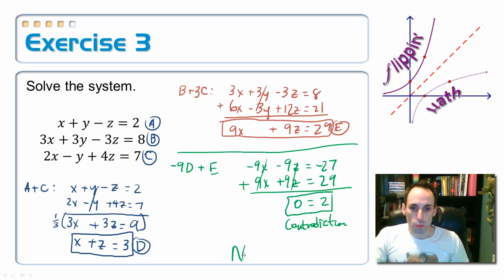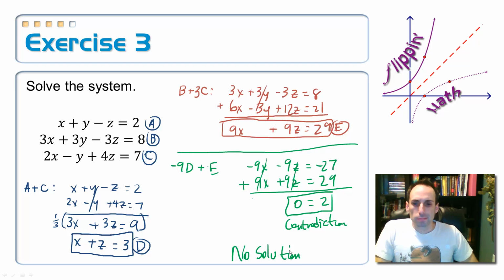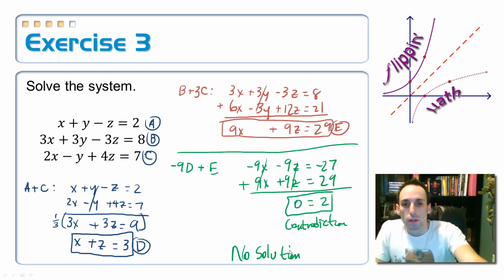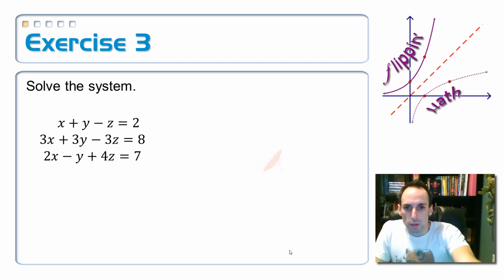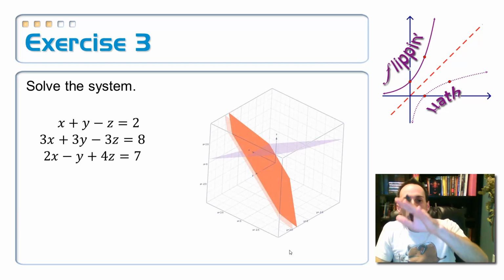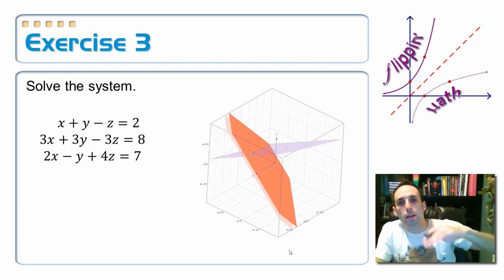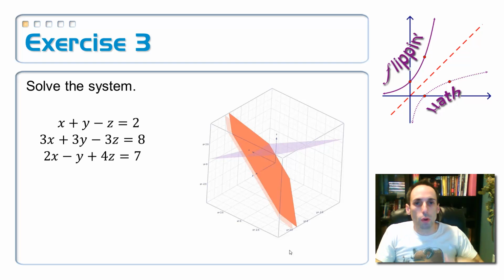there is no solution. So let's look at, on Microsoft Mathematics, what this thing is supposed to look like, okay? So it should be right here. So it looks like we have two parallel planes and one plane cutting across them, so they don't all three intersect at the same place.